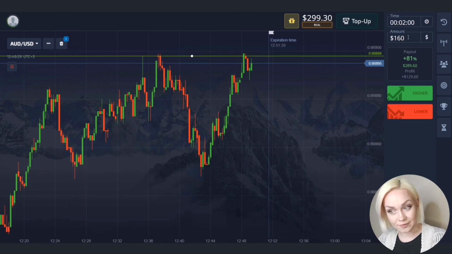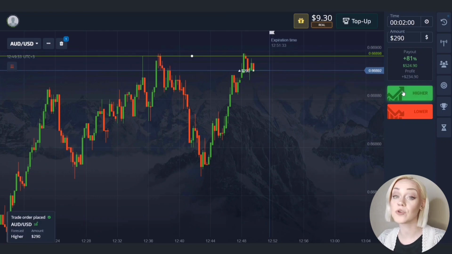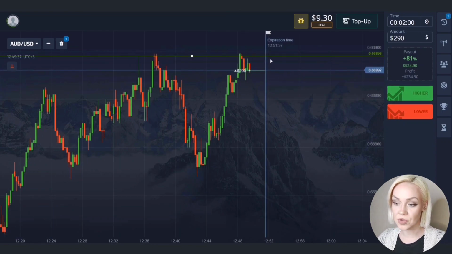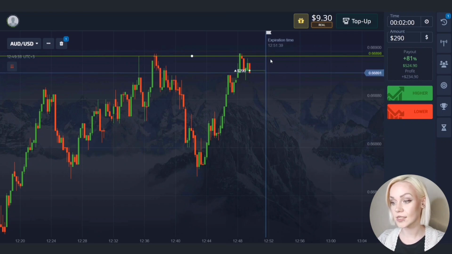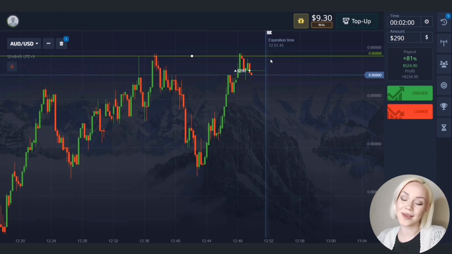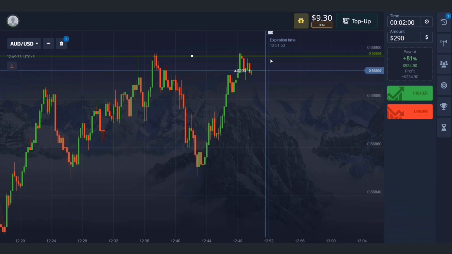We can try to open the next trade here, and we will open the trade again for a raise for 2 minutes. At the moment, there's a certain compression of the level of resistance. It's more likely that the price will continue to move up soon. As a rule, in such cases, 2 minutes is quite enough. So let's wait for the end of our trade.